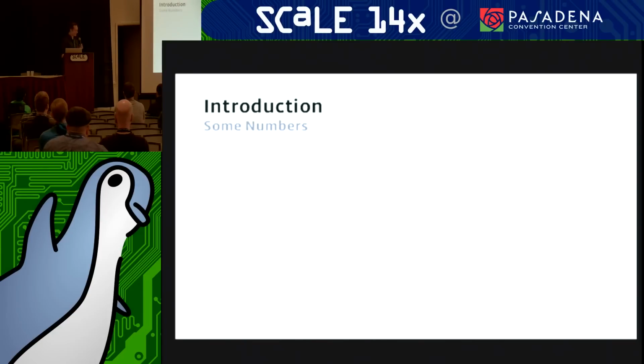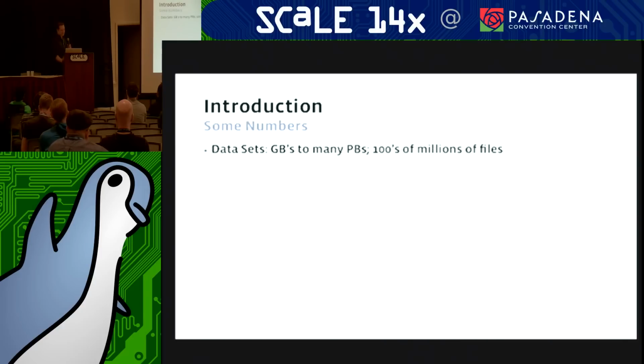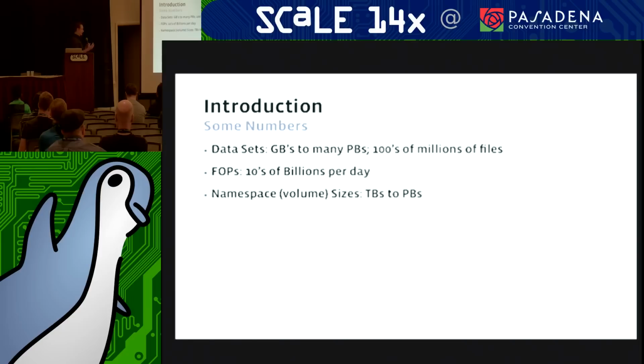So first, the hook. Here are some numbers for Gluster at Facebook. Data sets range from gigabytes to petabytes. Individual clusters can have on the order of hundreds of millions of files, and billions of files if you go across clusters. In terms of QPS, which in Gluster we call FOPS, it's tens of billions per day. Namespace sizes, meaning a single volume, can be anywhere from terabytes into the petabyte range. And bricks, which are the unit of storage in Gluster, we have thousands of them. So this is what we have to deal with.